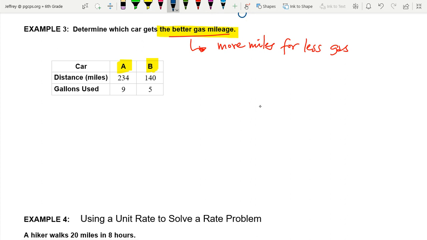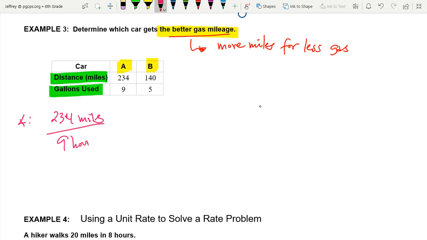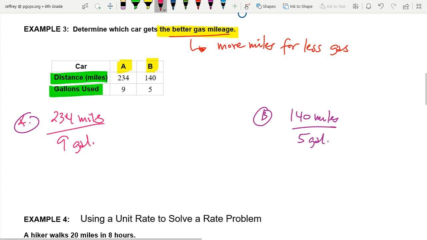So let's get the unit rate. The two units of measure we're using are miles for distance and gallons. Car A has 234 miles in 9 gallons. Sorry, not 9 hours, 9 gallons. And car B has 140 miles for 5 gallons. Now let's solve our unit rates and compare them.